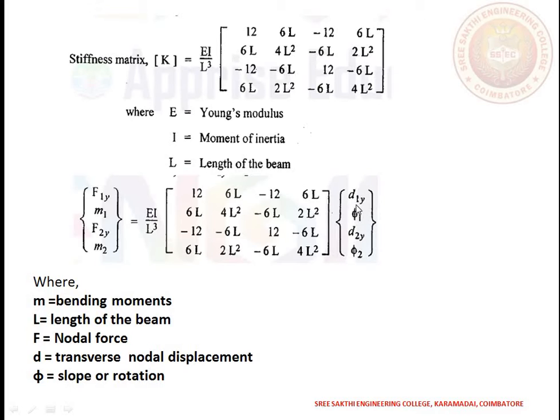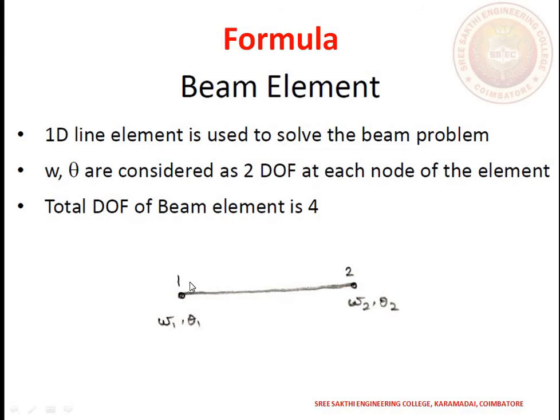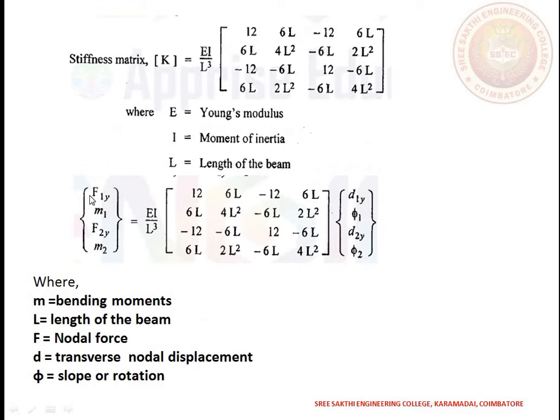d1y is the transverse nodal displacement, that is the deflection at the y axis. Then phi 1 is the slope or rotation. Similarly F1 is the nodal force and M1 is the bending moment. So the forces are F1 and M1, F2, M2. Why do we take 2 parameters? Because I already told you that each node has 2 degrees of freedom. On that basis we can derive it like this.